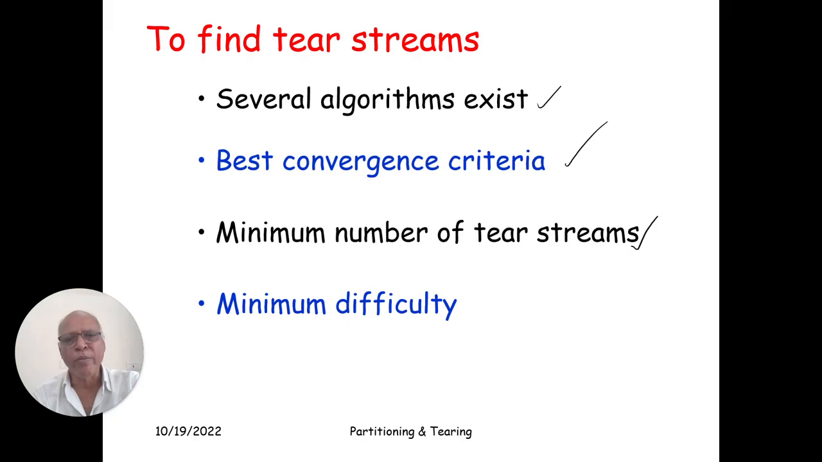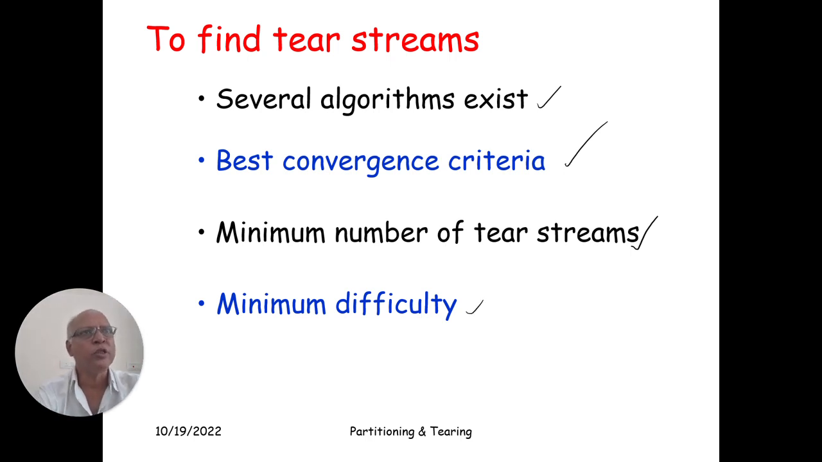And what I mean by minimum difficulty: suppose we had the choice of selecting 1, 8 or 9 in the case of the first partition. All the possibilities require you to choose only one tear stream. But which one is better or which one is more difficult? 1, 8 or 9. So if you have such a possibility, especially when the number of tear streams are similar, then you can probably use this as the secondary criteria to choose among the alternatives.